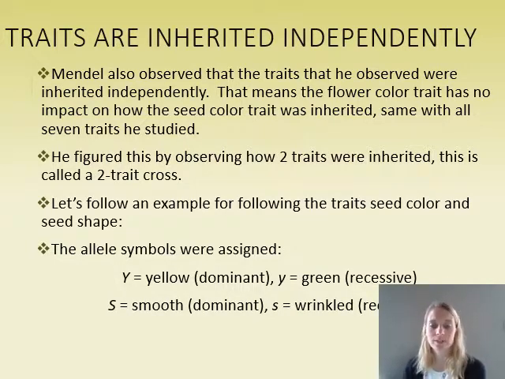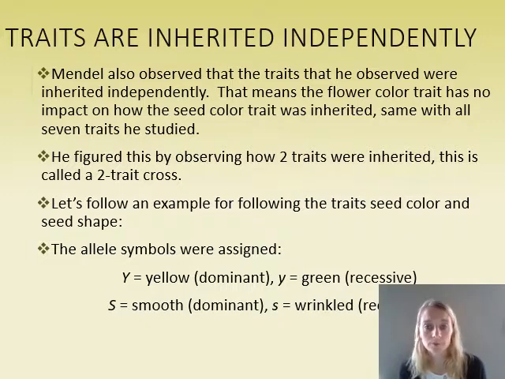He figured this out by actually following 2 traits. So he stepped things up a little bit. Instead of following just one, he was following 2. This is called a 2-trait cross, and it gets a little bit more complex, but hopefully you'll follow along with me. We can still go through all of those rules of setting up our genetics problems. The first step was to align symbols. So he followed seed color and seed shape to see if they truly were an independent inheritance pattern.